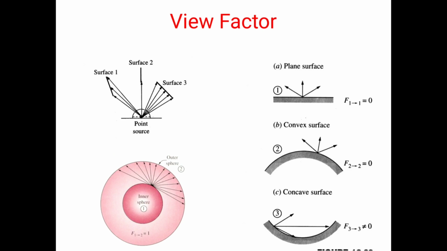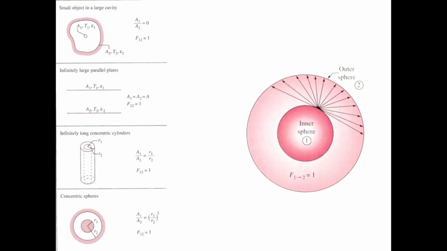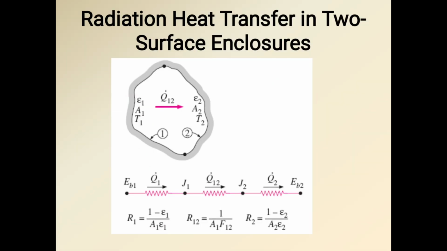View factor in a plane surface, convex surface and concave surface. It is a view factor for three types of surfaces. It is the radiation that occurs in a small cavity or plates or cylinders and spheres. It is radiation heat transfer in two-surface enclosures.